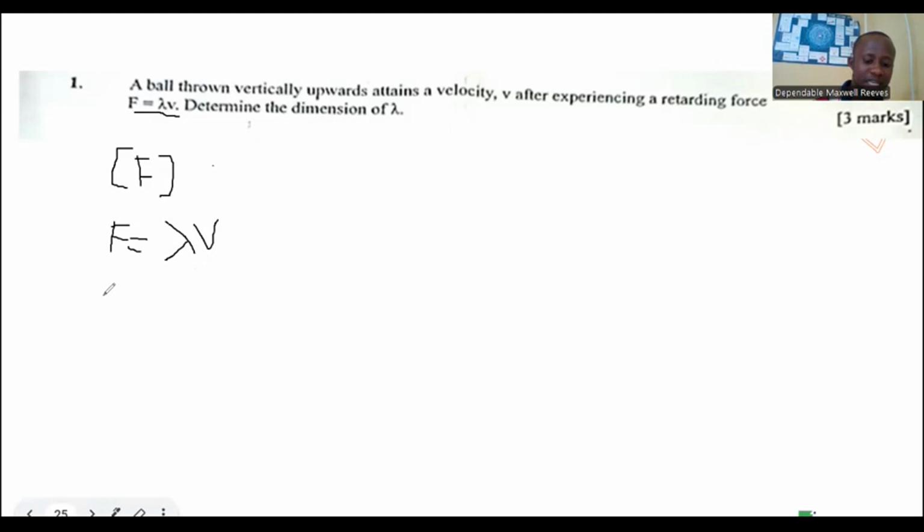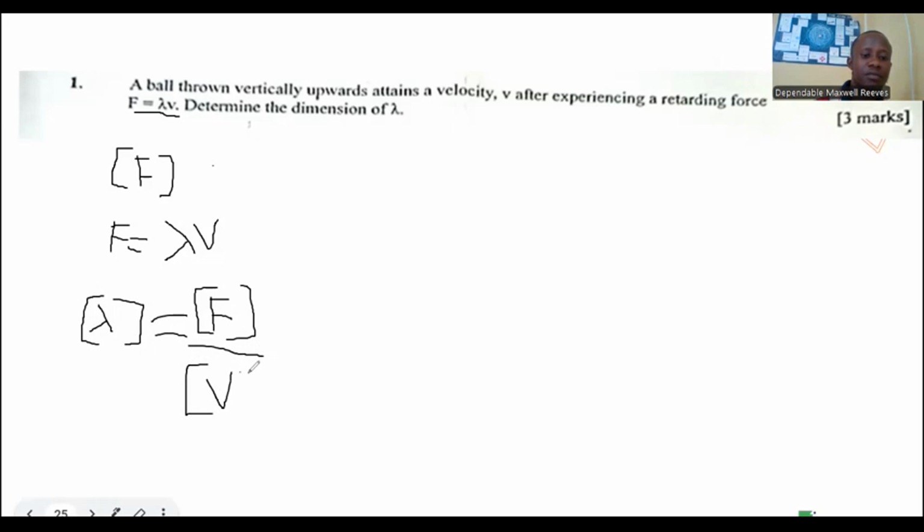But then, the dimension of lambda is equal to the dimension of F divided by the dimension of V. All we need to do now is to replace the dimension of the force F and divide it by the dimension of velocity V.